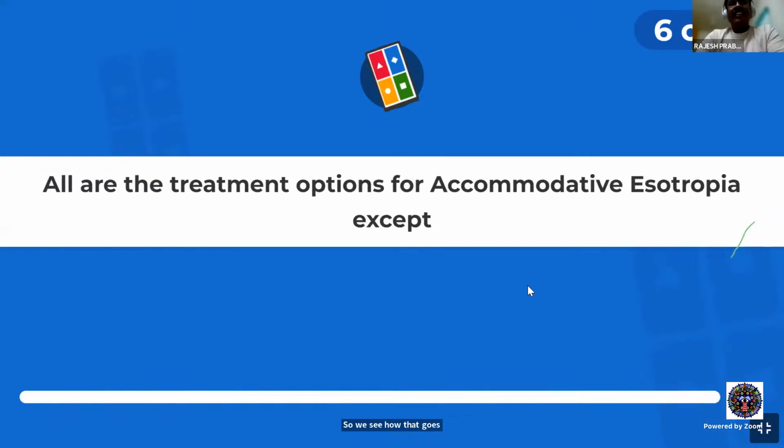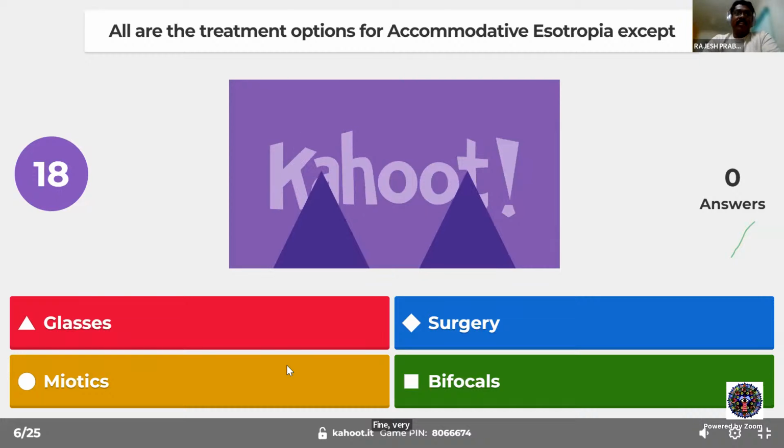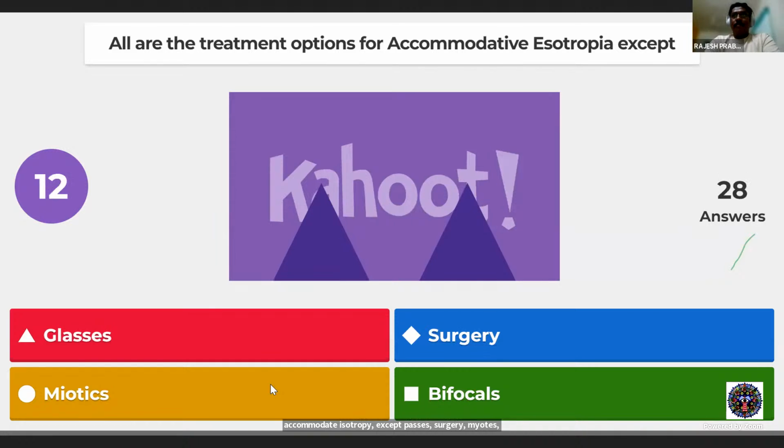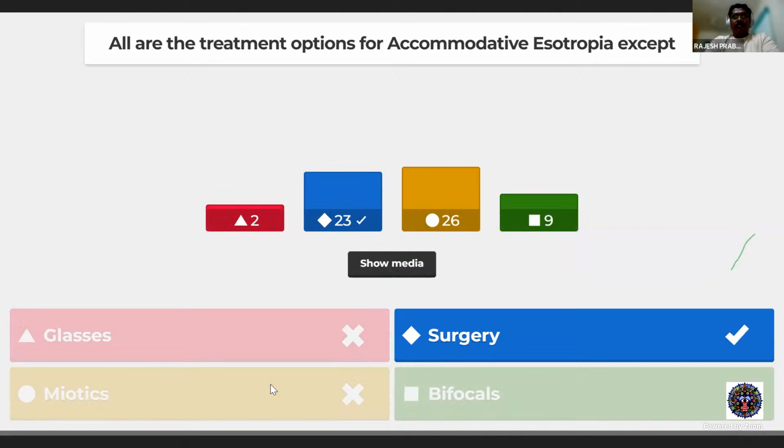Very easy. All are the treatment options for accommodative esotropia except glasses, surgery, myotics, and bifocals. Perfect. But 26 have answered myotics. I think maybe they are not very sure and they have not read the theory part of accommodative esotropia. Glasses is typical because accommodative esotropia will have a high hypermetropia. So glasses is the first line of management.